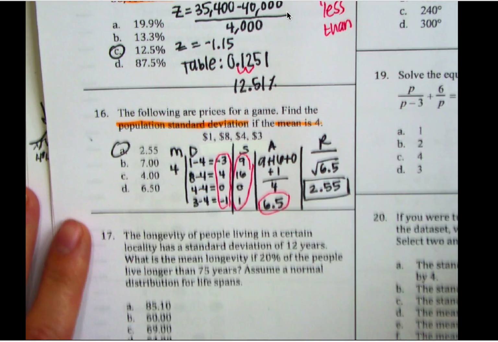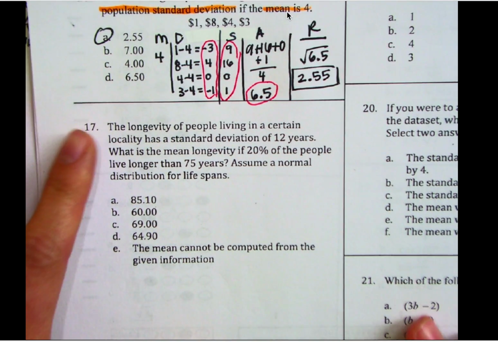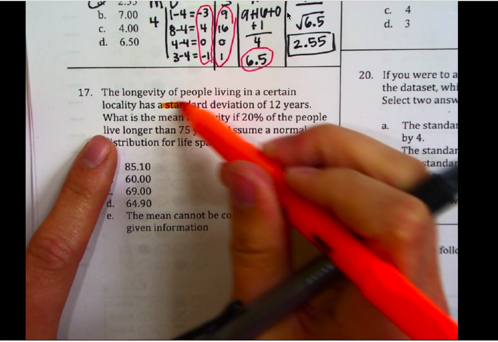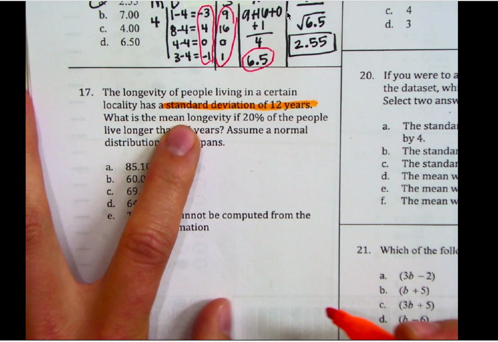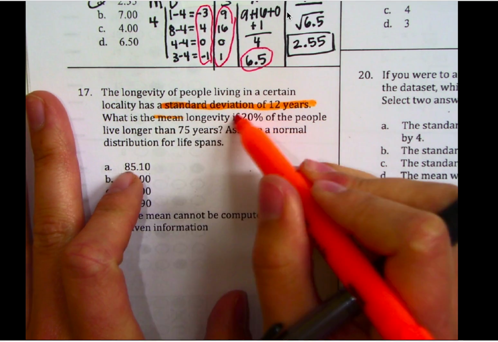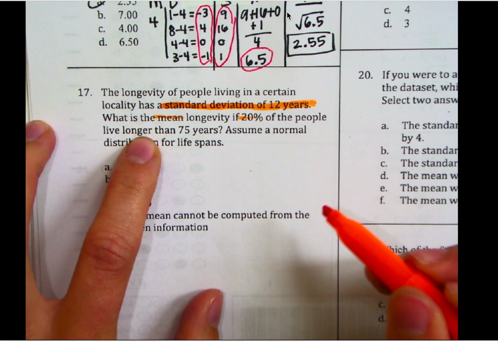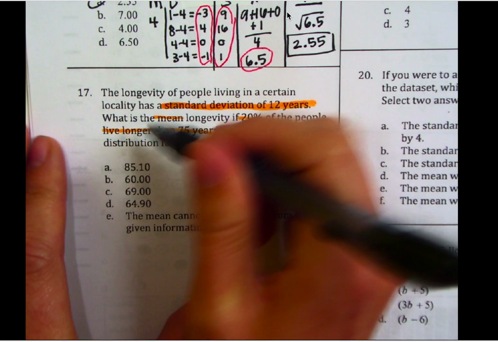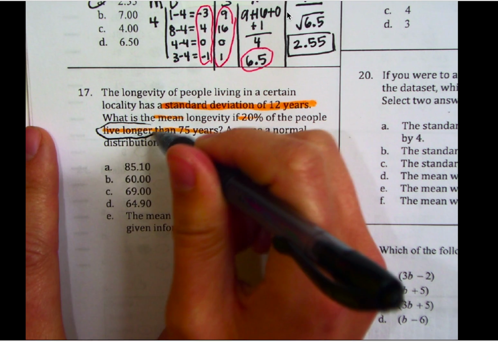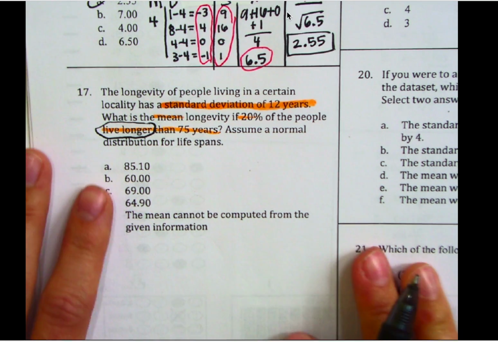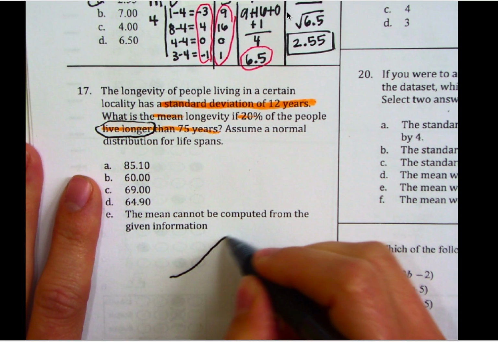Okay, number 17. Longevity of people living in a certain locality have a standard deviation of 12 years. What is the mean longevity if 20% of the people live longer than 75 years? Okay, so they're giving us a lot of information. They're asking us to find the mean. Okay, so we are going to draw a picture. When we're given a type of problem like this, I think it's most helpful when we draw.